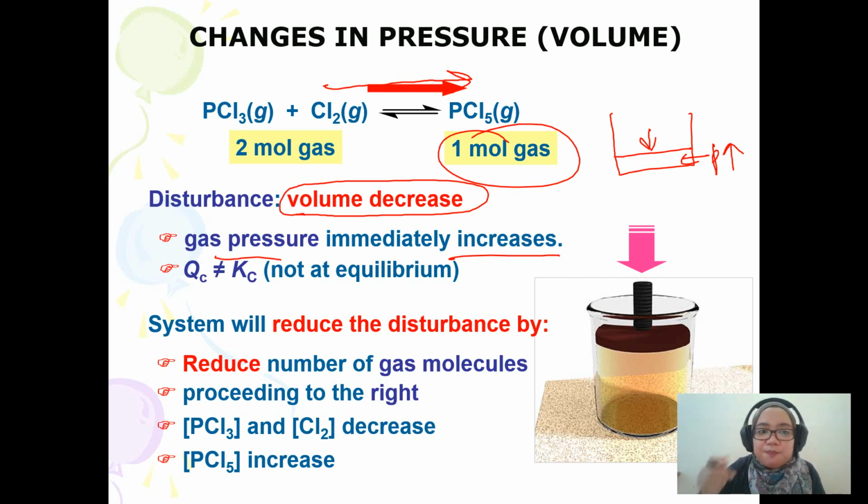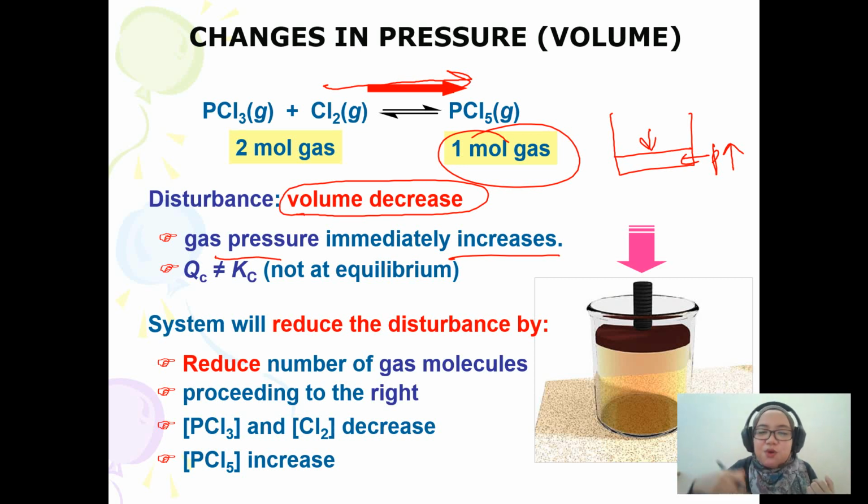So in this case, the product has fewer moles of gas. It has only 1 mole compared to the reactant's 2 moles of gas, right? So to reduce the pressure, the system will shift to the right, to the side where it has fewer moles of gas, because fewer moles of gas will exert lower pressure. So it can reduce the pressure here.